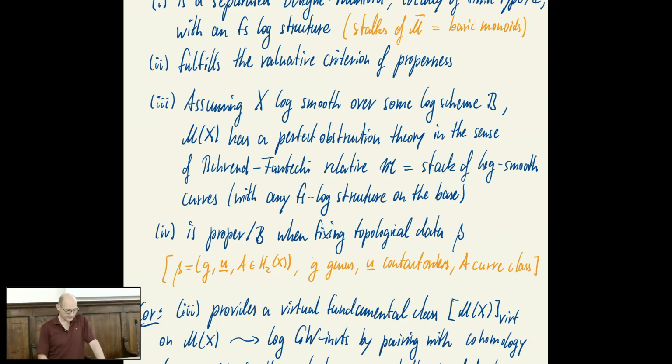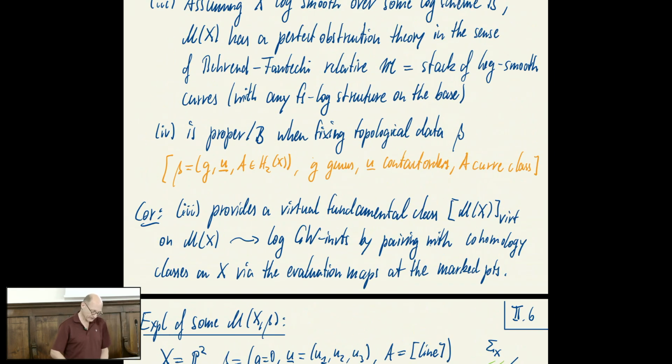Then M of X has a perfect obstruction theory in the sense of Behrend-Fantechi, relative to the stack of log smooth curves. So this is slightly subtle. It's not relative to the stack of nodal curves, as in ordinary Gromov-Witten theory, but you need to also use the log structure on it. So it's a stack of log smooth curves. And that's where the perfect obstruction theory is.